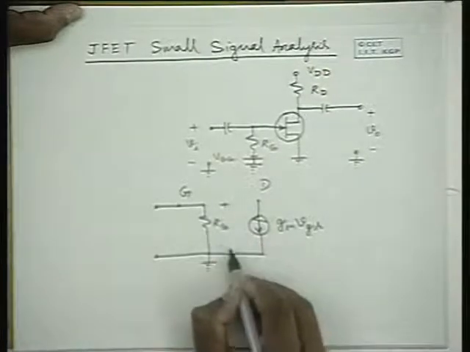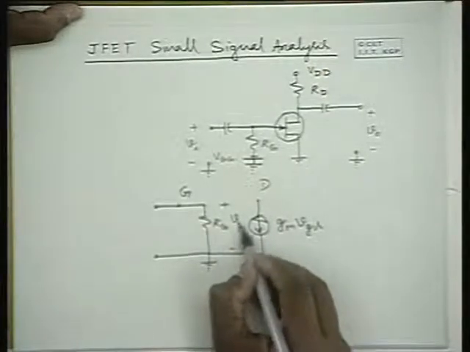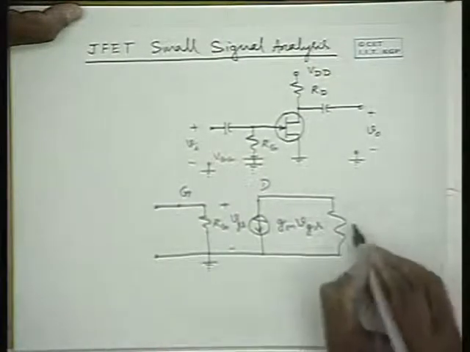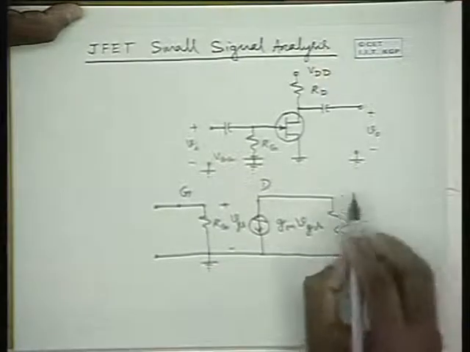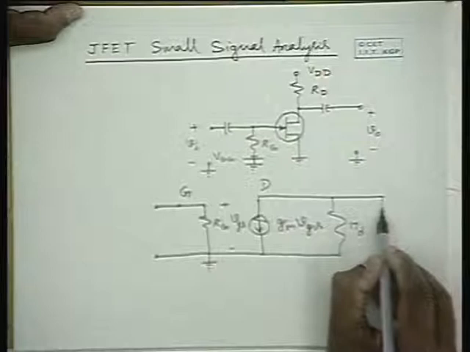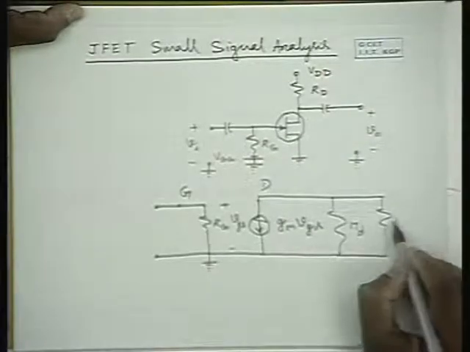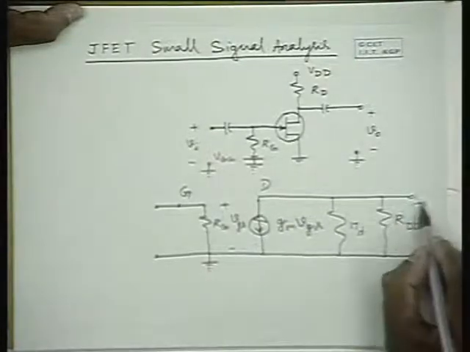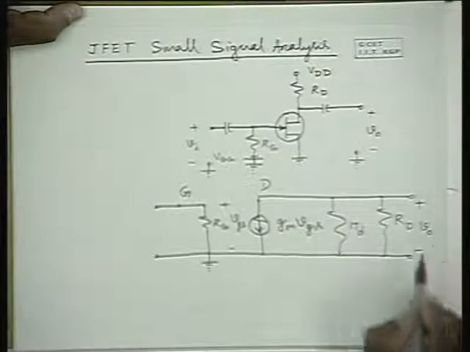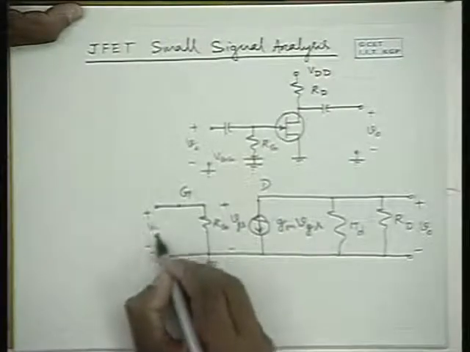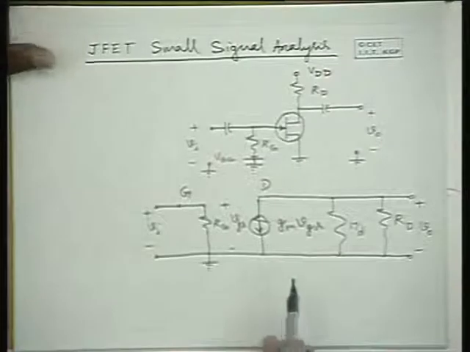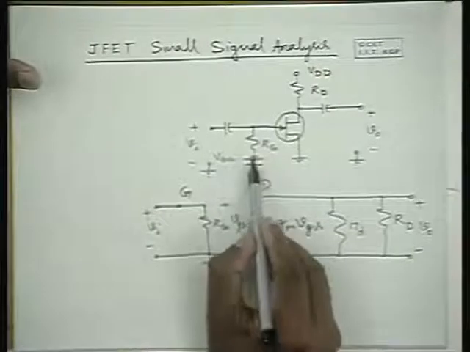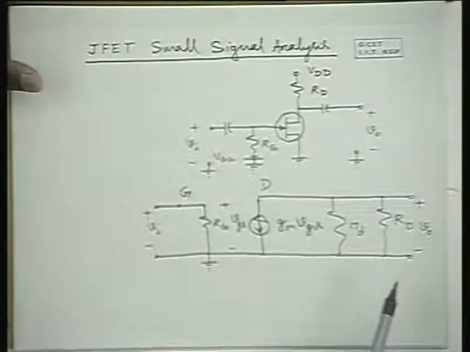So this is VGS. This is small rd, and you have capital RD coming in parallel to this, and here you have the output voltage V0, where the input voltage is here. So please note that the capacitors are replaced by short circuits, and the supplies VGG and VDD are also replaced by short circuits.